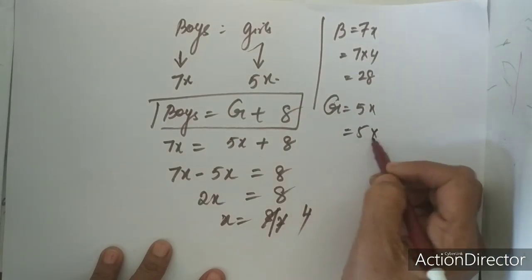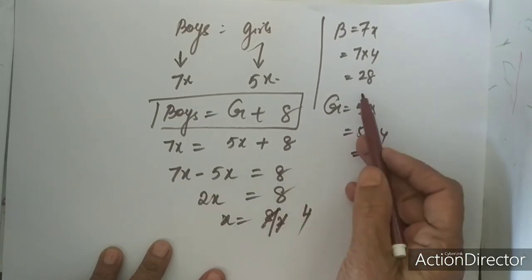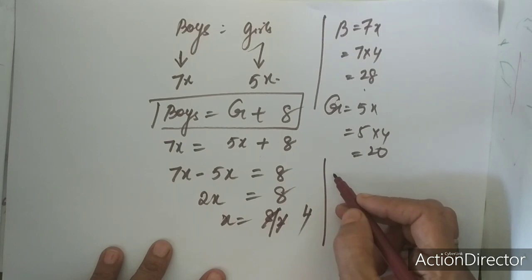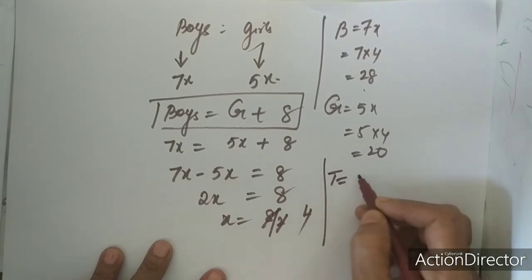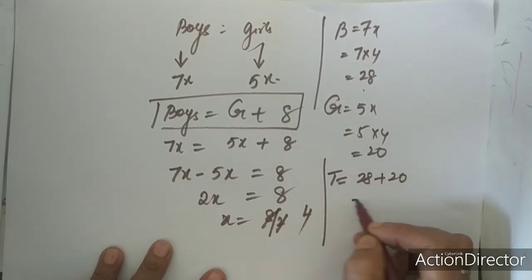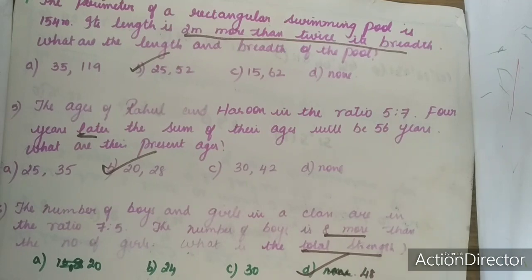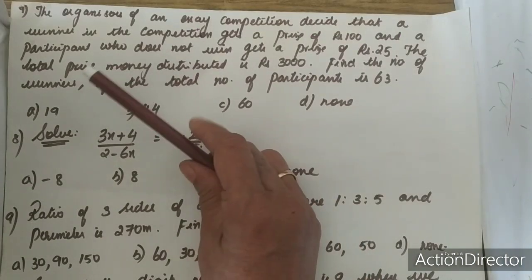So 5 into 4, which is equal to 20. So my answer is 28, 20. And they are asking the total strength. So total is equal to 28 plus 20, which is equal to 48. So D option is 48, the correct answer.